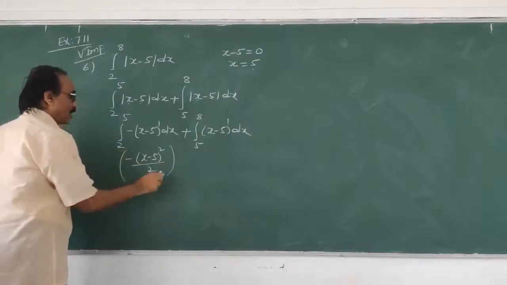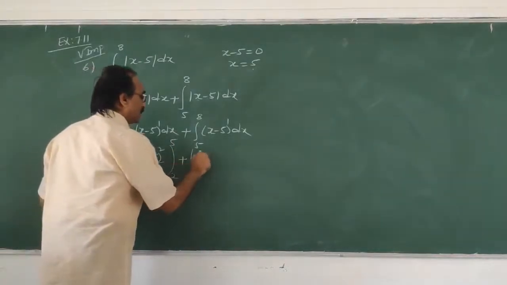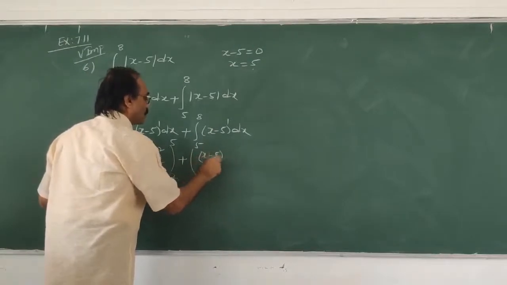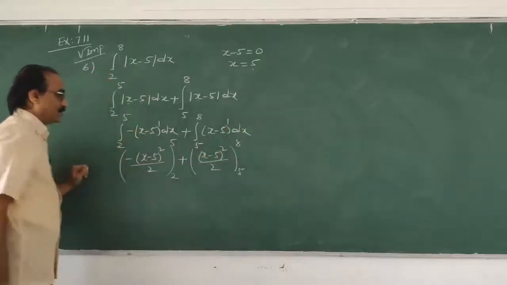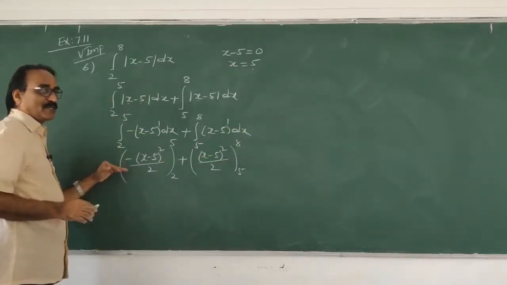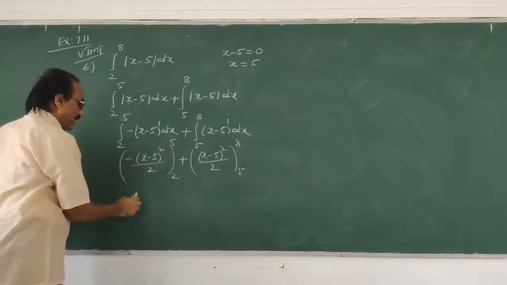What are the upper and lower limits? 2 to 5. Again the same concept: (x minus 5) whole square by 2. What is the difference? The limits will change, 5 to 8. Here only we generally make mistakes, so concentrate. Here 5 is there. 5 minus 5 is 0, and 0 by anything is 0.